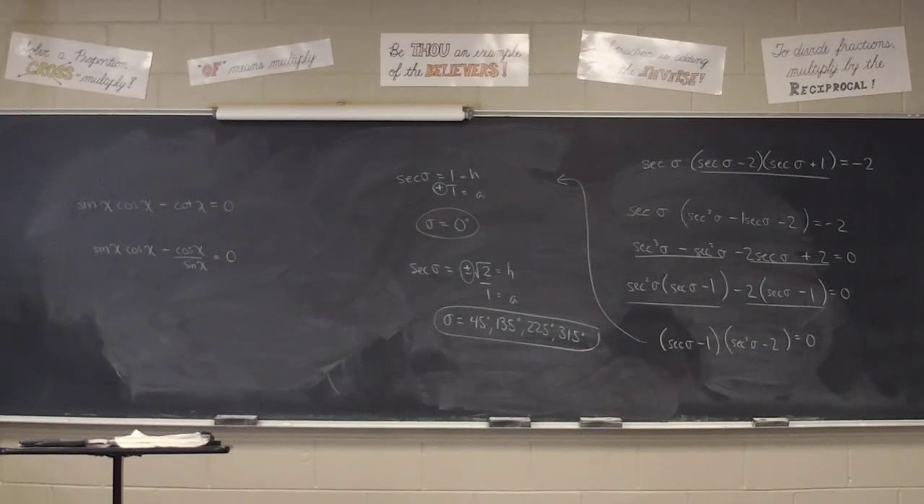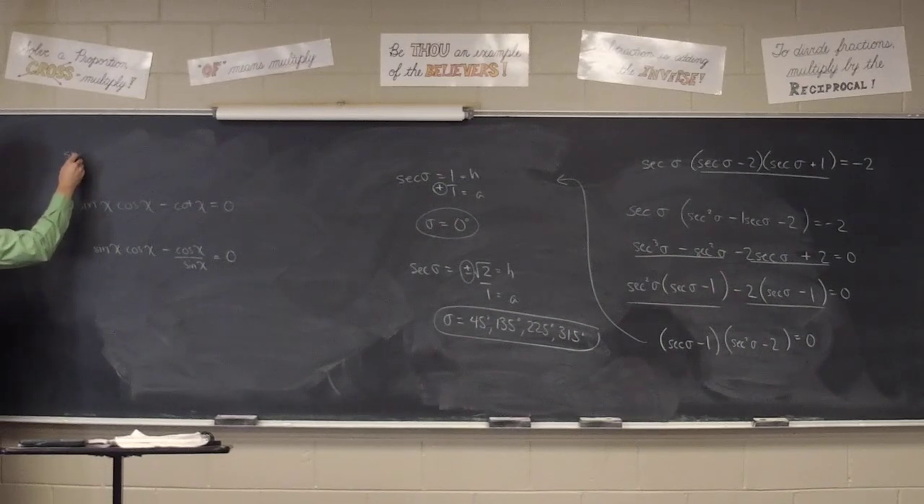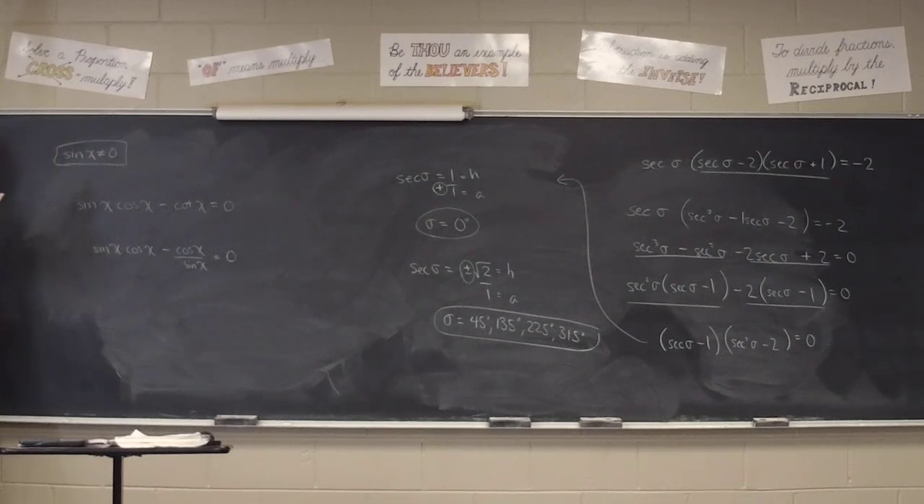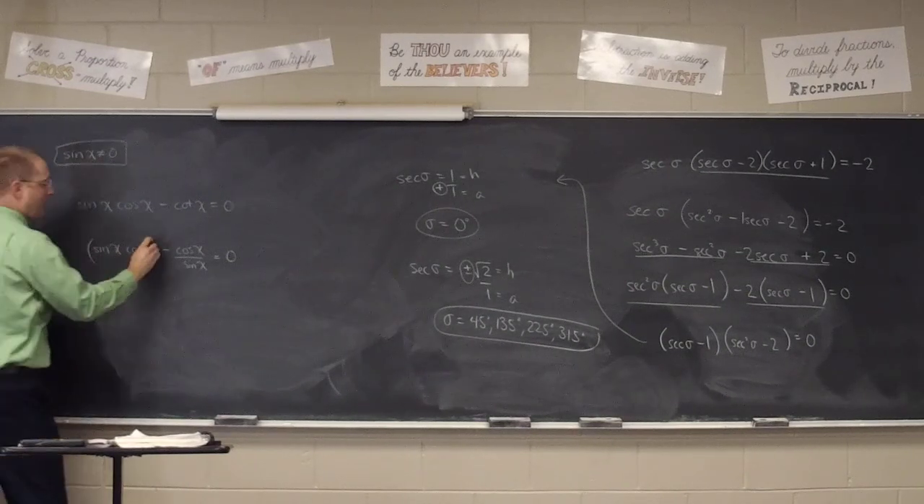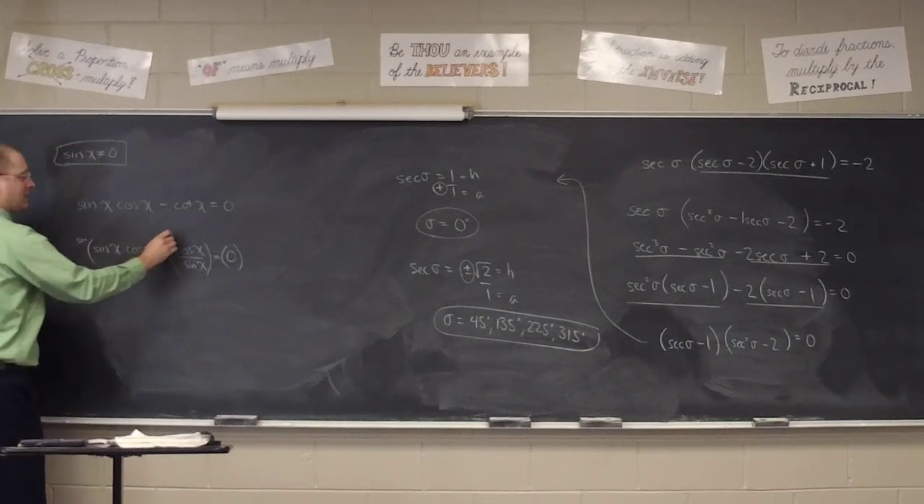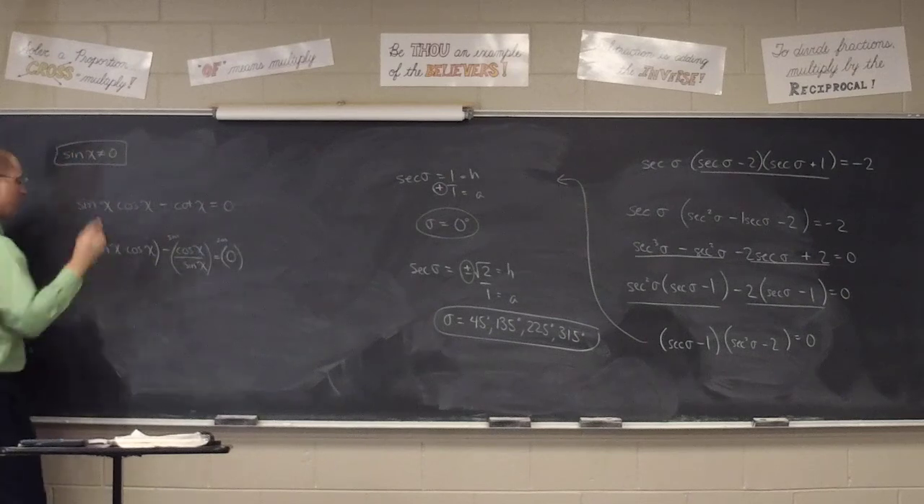Not always, but here's a great opportunity. And then, because we created a denominator, sine chi cannot equal 0. Just tuck that there. We may need to come back to it. Then let's get rid of the fraction by multiplying everything by the LCD. There we go. And we multiply everything by sine. What do we get here?